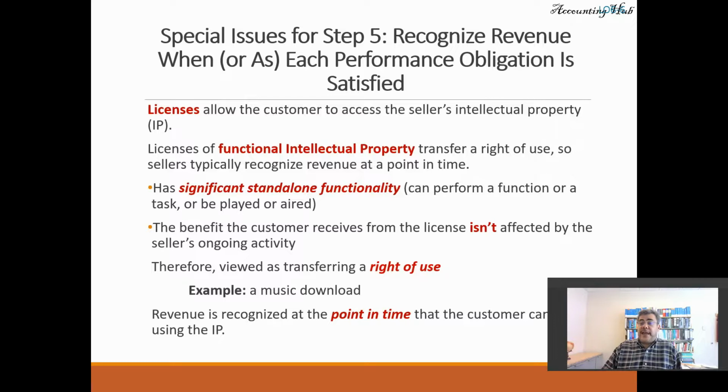For instance, when we purchase an app for our cell phones, it is a functional intellectual property because we can use this app as many times as we want, forever or for life. The benefit the customer receives from the license isn't affected by the seller's ongoing activity. I can download the app, or a song or a movie, and that movie or that song or that app is mine. It doesn't matter what happens with the company who is selling it to me, that is mine. Therefore, view it as transferring a right of use, a music download, for instance.